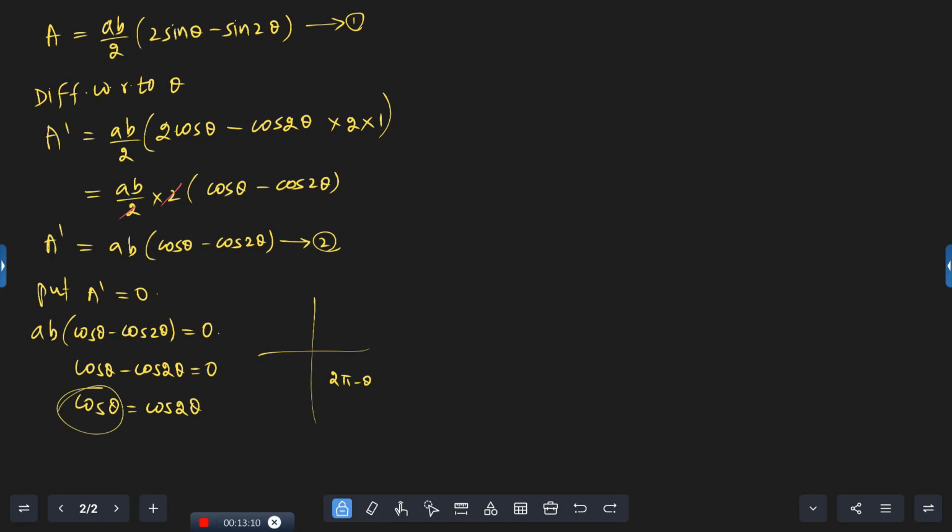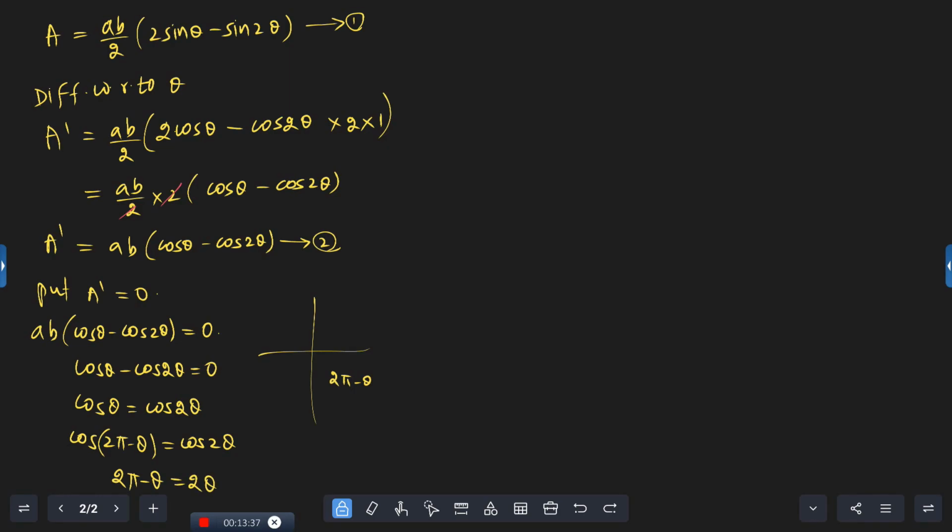So the cos theta should not change. Even sine also should not change, but you have to write something else now. Cos of 2 pi minus theta is equal to cos 2 theta. Because if you directly cancel, 1 equal 2 is coming, and 1 equal 2 is impossible in mathematics. Am I right? Now you can cancel the cos. So 2 pi minus theta is equal to 2 theta I am getting.